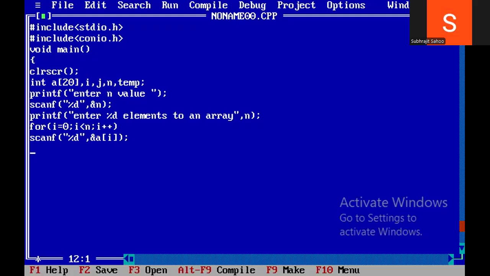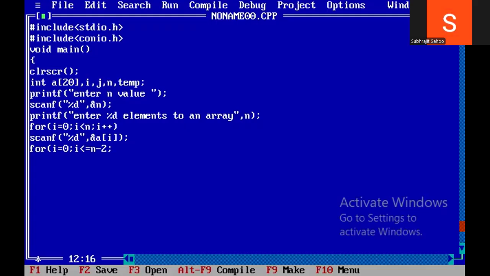Now coming to this one. So the elements are entered. Next I have to write the sorting mechanism. Sir, what is the sorting mechanism? Very simple. For i equal to 0, i less than or equal to n minus 2. Same logic: this first for loop is the same in selection sort, bubble sort, and insertion sort.